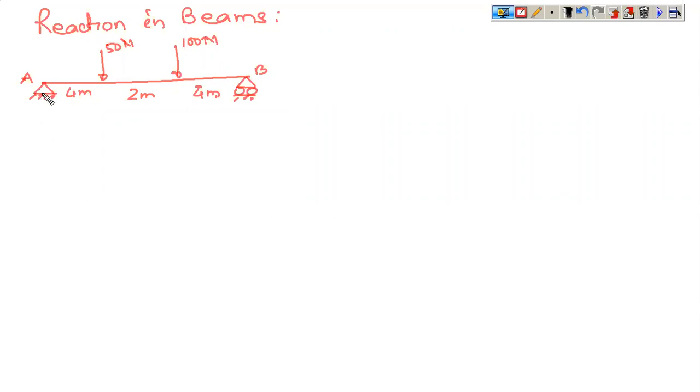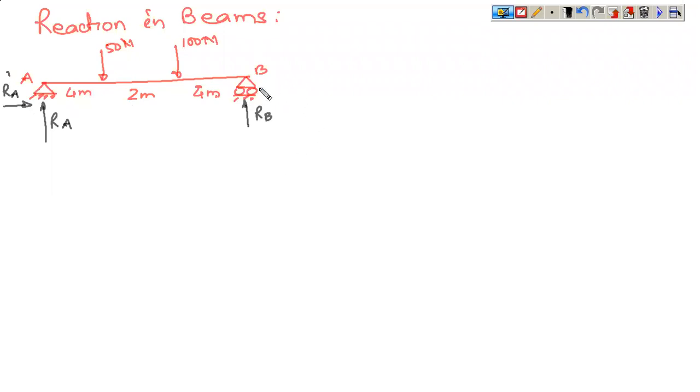So if you look here, this location A is a hinge support. On the hinge support, you have two different reactions, as I have already explained to you. So let us name them. This is RA. Let us choose this direction as RA dash. This is the horizontal reaction. This is the vertical reaction, given by RA and RA dash. And here you have RB.